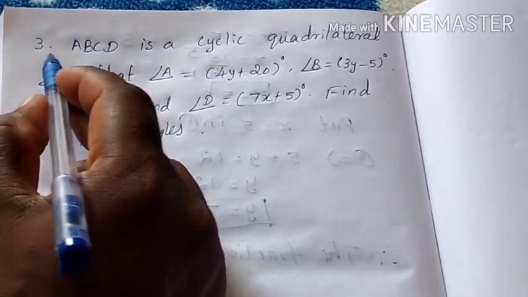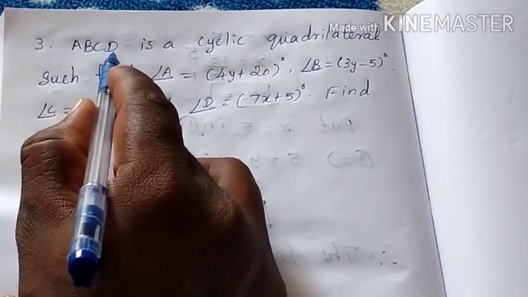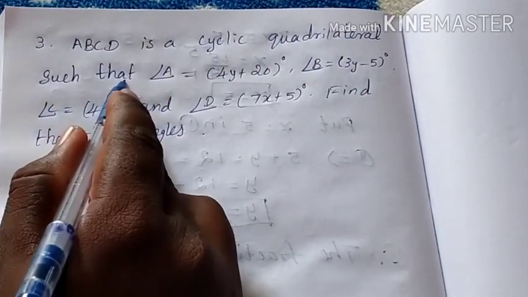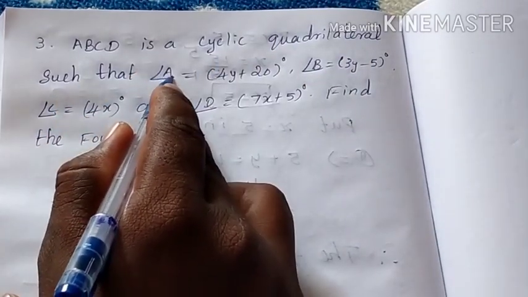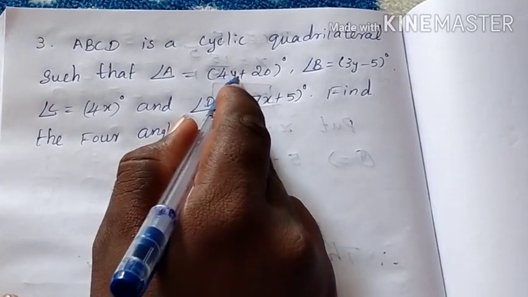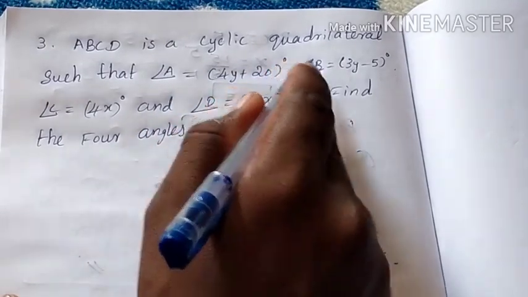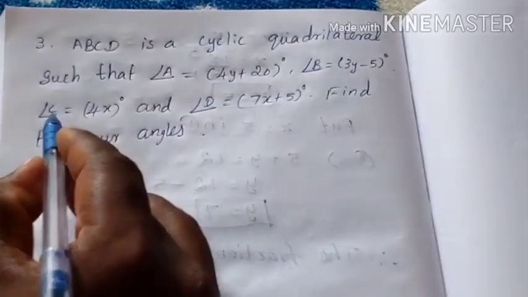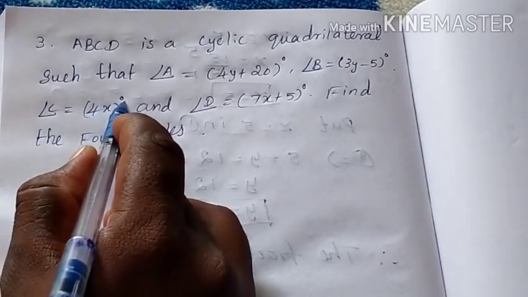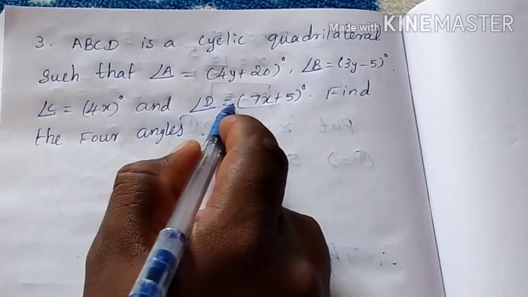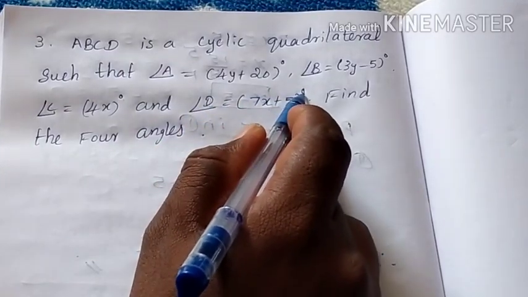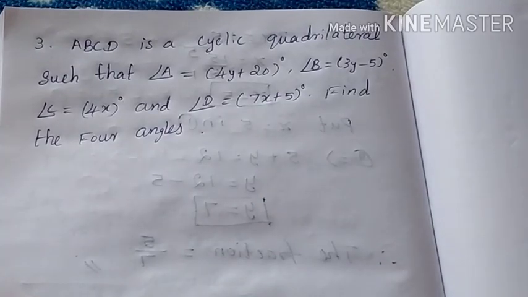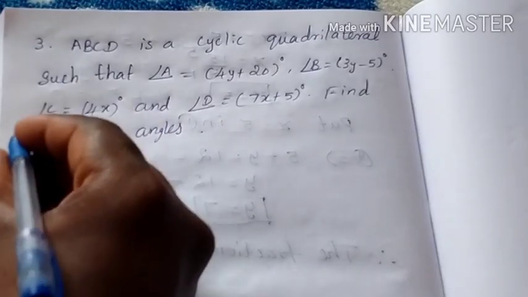Okay, dear student, next third question. ABCD is a cyclic quadrilateral such that angle A equal to 4y plus 20 degree, angle B is equal to 3y minus 5 degree, angle C is equal to 4x degree, and angle D is equal to 7x plus 5 degree. Find the four angles. This is your question. Okay, the solution.